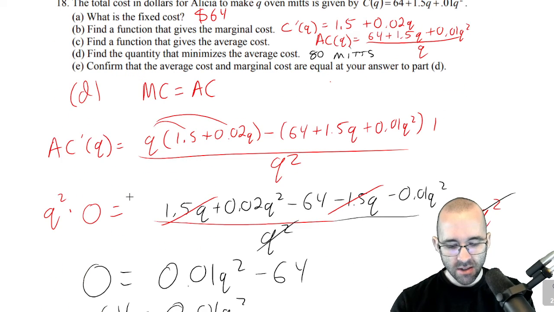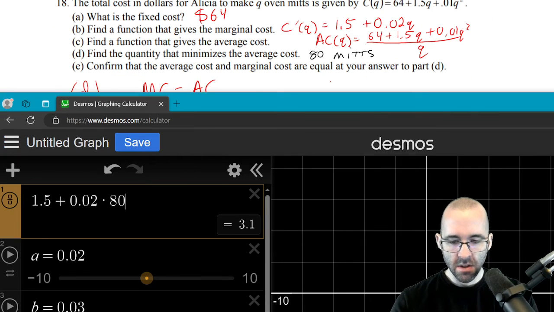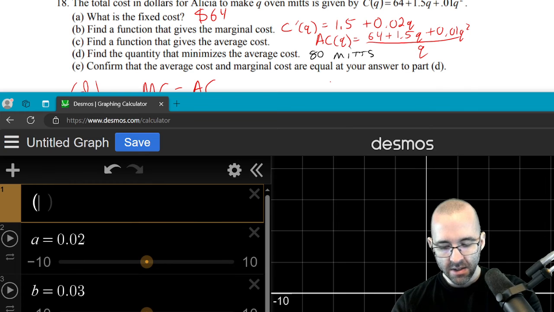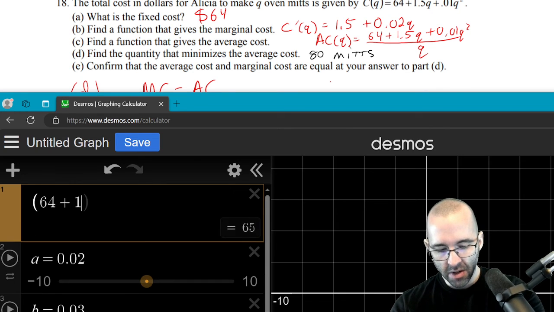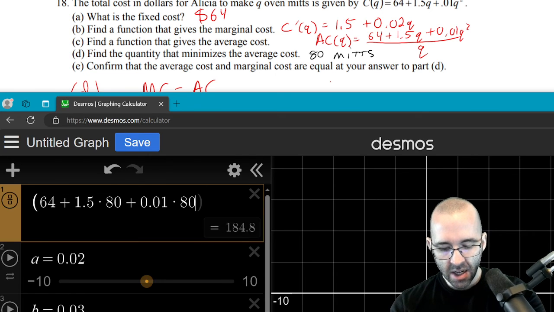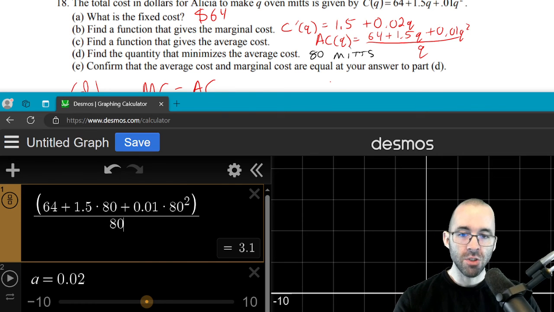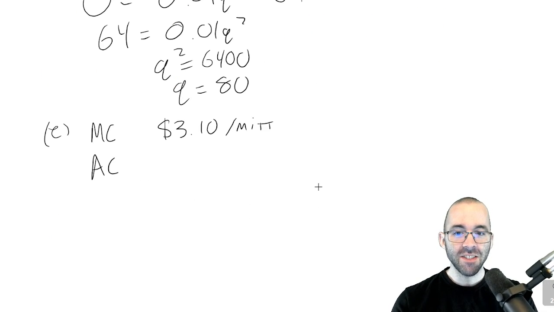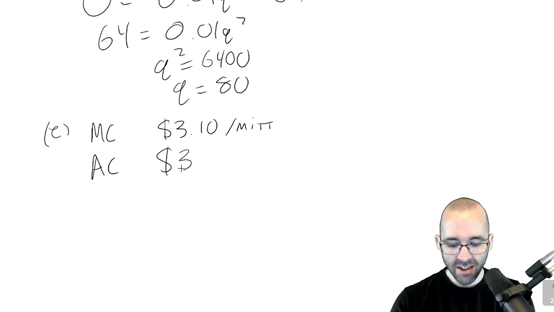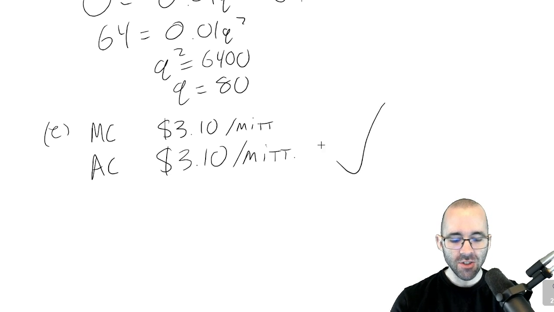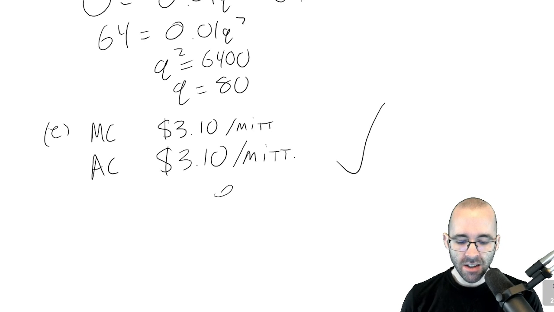The average cost at this production level is 64 plus 1.5 times 80 oven mitts, plus 0.01 times 80 oven mitts squared, divided by 80 oven mitts. Average cost is 3.10. So $3.10 per oven mitt. Check. They are indeed equal.